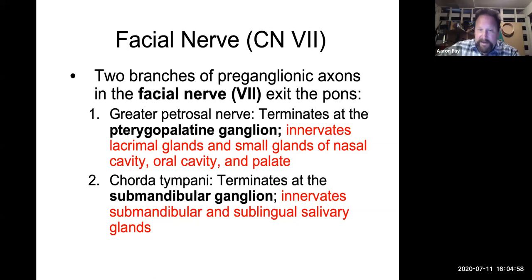Chorda tympani terminates at the submandibular ganglion. It innervates the submandibular and sublingual salivary glands. So we have salivary glands underneath the mandible and underneath the tongue, controlled by these nerves here.